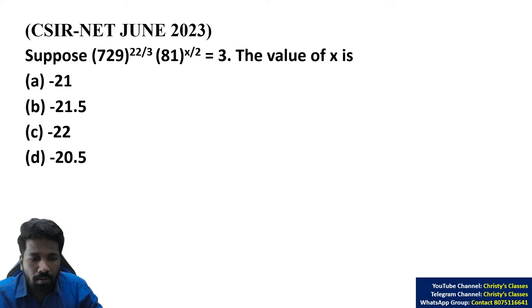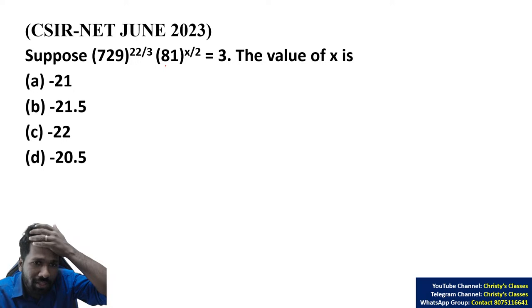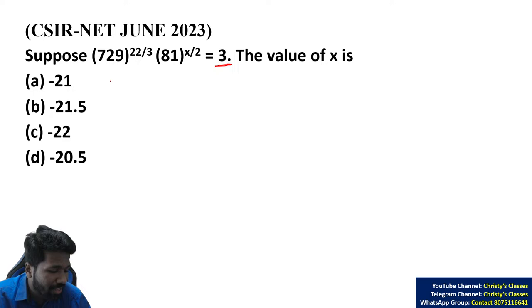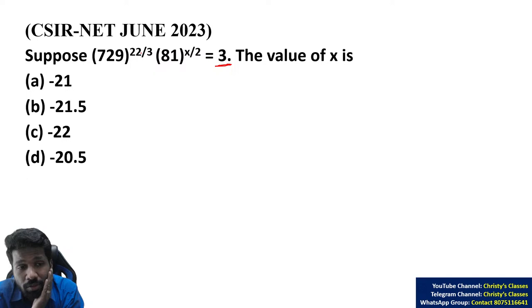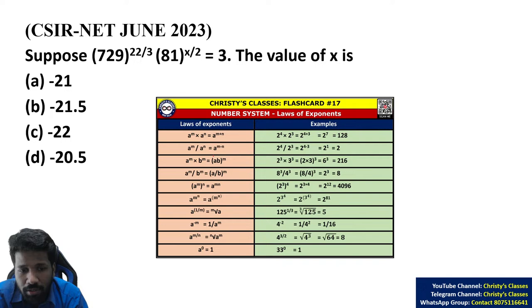Okay, I'll explain. Suppose 729 raised to 22 by 3 into 81 raised to x by 2 equal to 3. When the bases are same, you can compare which is bigger, or you can compare the powers actually. 729, 81, 3, bases sab different. Bases same hai toh ye dono ko multiply bhi kar sakta hai. Which rule? You have learned in school: a raised to m into a raised to n is a raised to m plus n. Base same hai toh powers ko add kar sakta hai. 2 raised to 4 into 2 raised to 3 hai toh 2 raised to 4 plus 3 hai. So base same karna hai, that is the logic. Left hand side, right hand side, dono ka bases same karna hai.